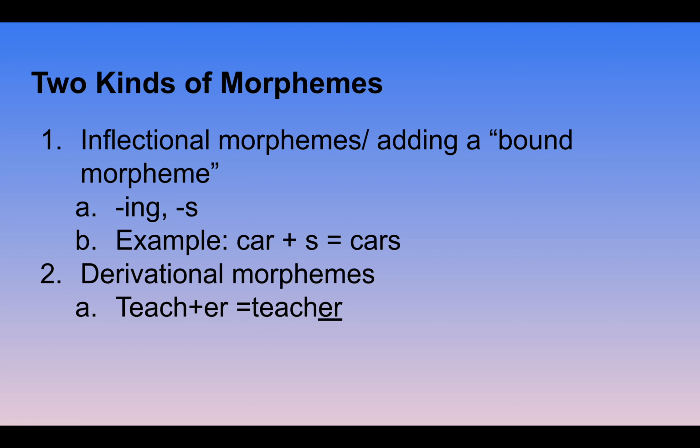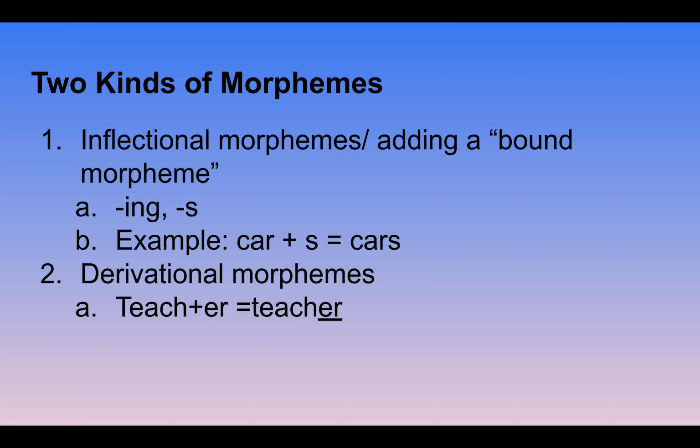There are two main types of morphemes. The first type is called an inflectional morpheme. An inflectional morpheme changes what a word does in terms of grammar, but does not create a new word. An example of an inflectional morpheme would be -ing as a suffix, or -ed as a suffix, or -s as a suffix. Inflectional morphemes often change the time or quantity.